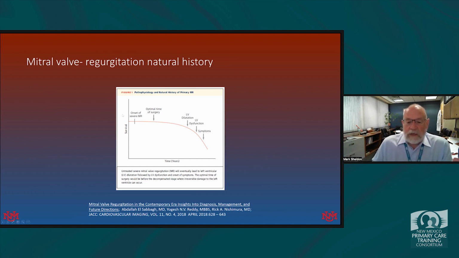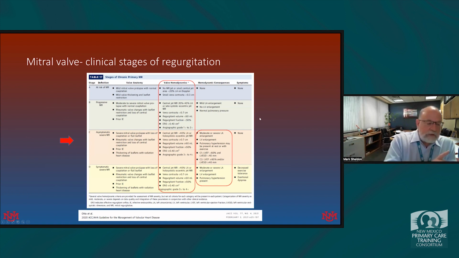So we spend a lot of time and effort making sure that we try to find the optimal time of surgery before they get to the point where their LV starts to dilate. That's probably one of the main things. In aortic stenosis, if they do have LV dysfunction from aortic stenosis, they often will improve. You're releasing the obstruction at that LV, but not in MR.